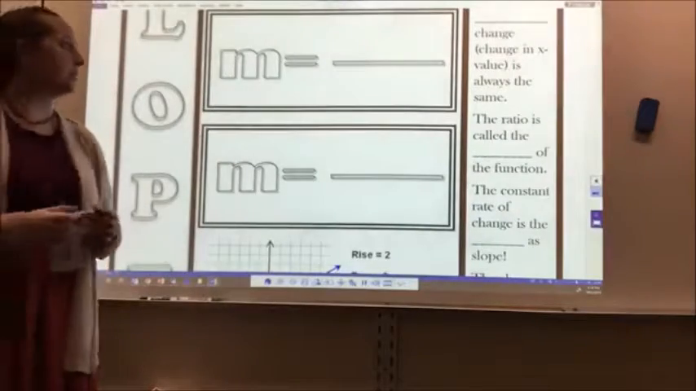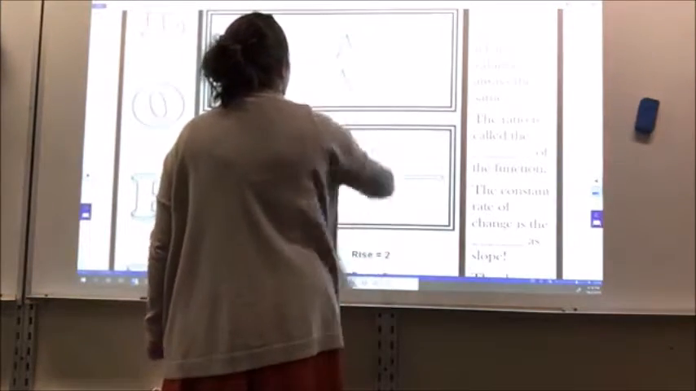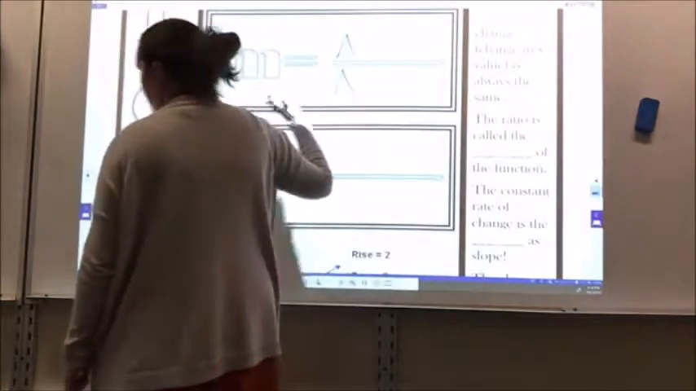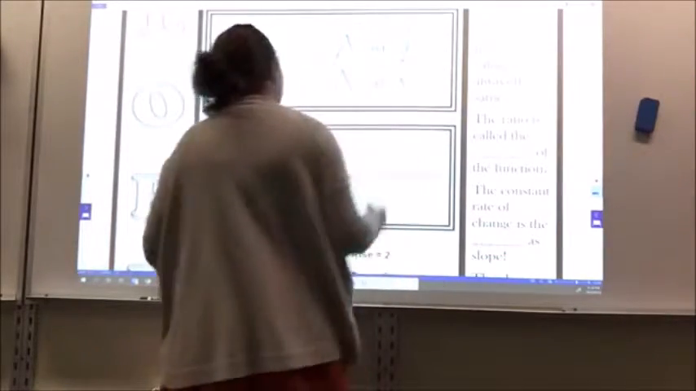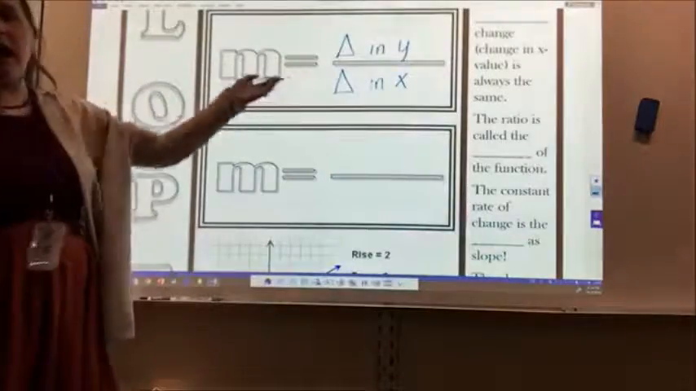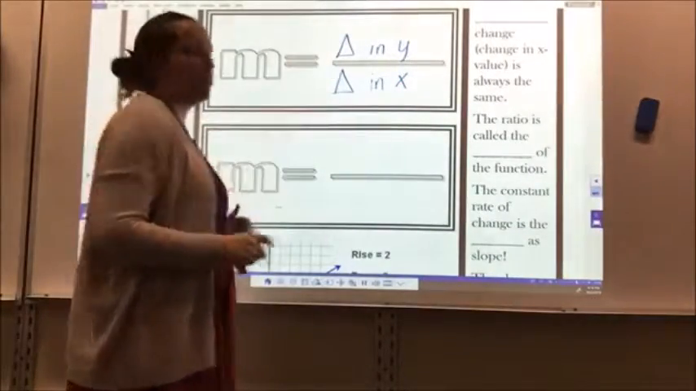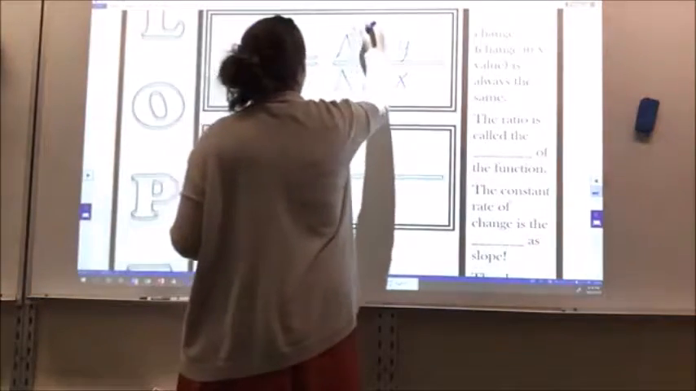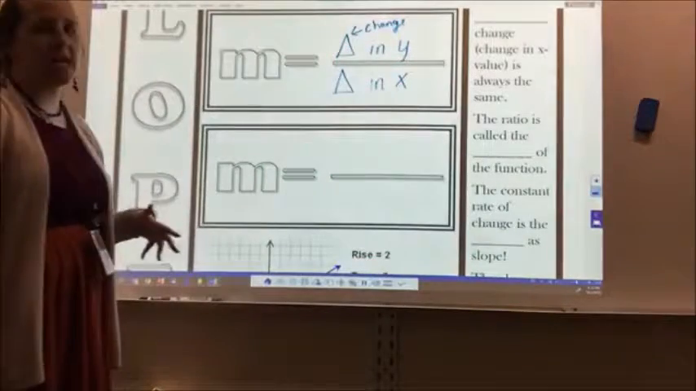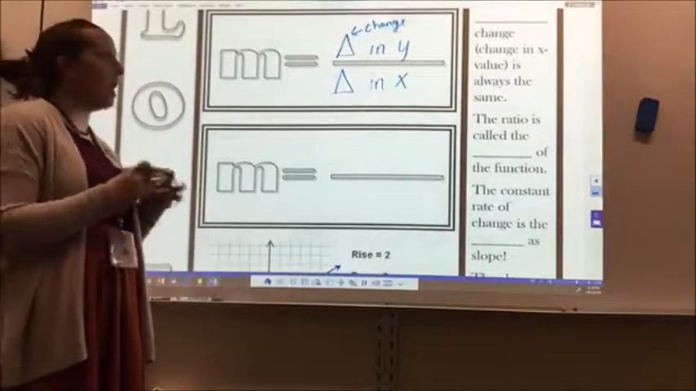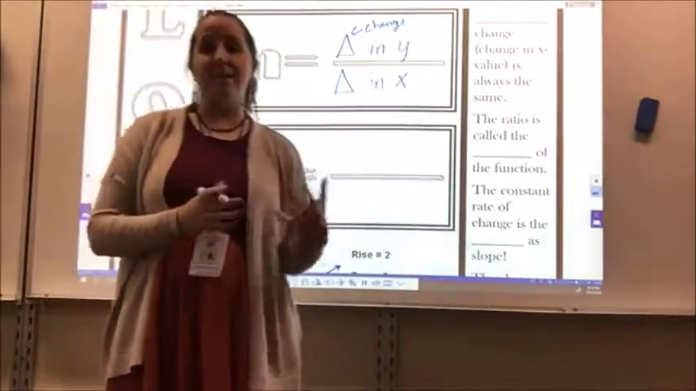Another way that you can write slope is using a triangle. Okay, this is called delta. It's actually a Greek letter, delta. Delta means change, so change in y. So this actually means change. So the change in y over the change in x, so the change in the y values over the change in x values. We actually just saw this in constant rate of change.